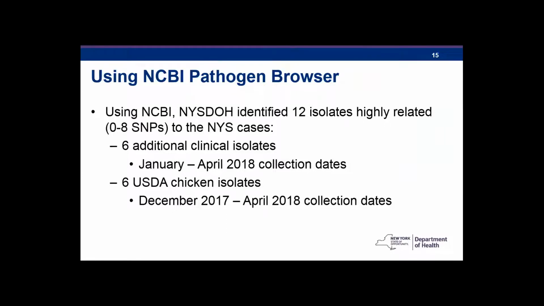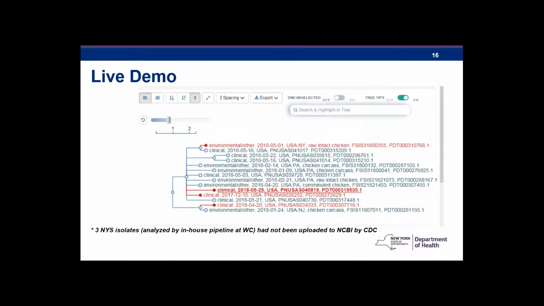This is where I went into NCBI, and I have screenshots. Essentially, I took the New York isolates we knew and put them into the isolates browser search box, and looked for isolates within 0 to 8 SNPs. I found 6 additional clinical isolates, with very recent collection dates, January to April 2018. And I found 6 USDA chicken isolates, again with recent collection dates, December 2017 to April 2018.